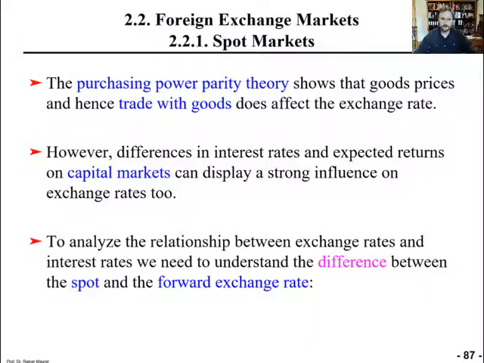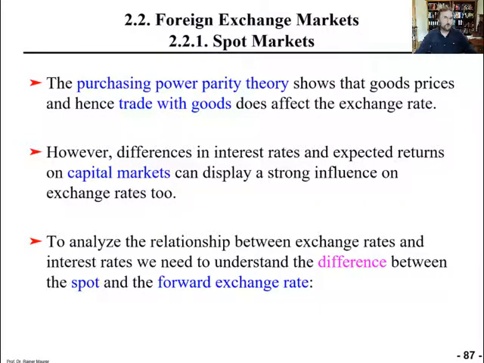Hello everybody. This is lesson 9 of the lecture International Financial Markets. I will discuss slides 87 to 109 of chapter 2, Major Market Segments and their Assets. In this lesson I will talk about the influence of differences in interest rates on the exchange rate.